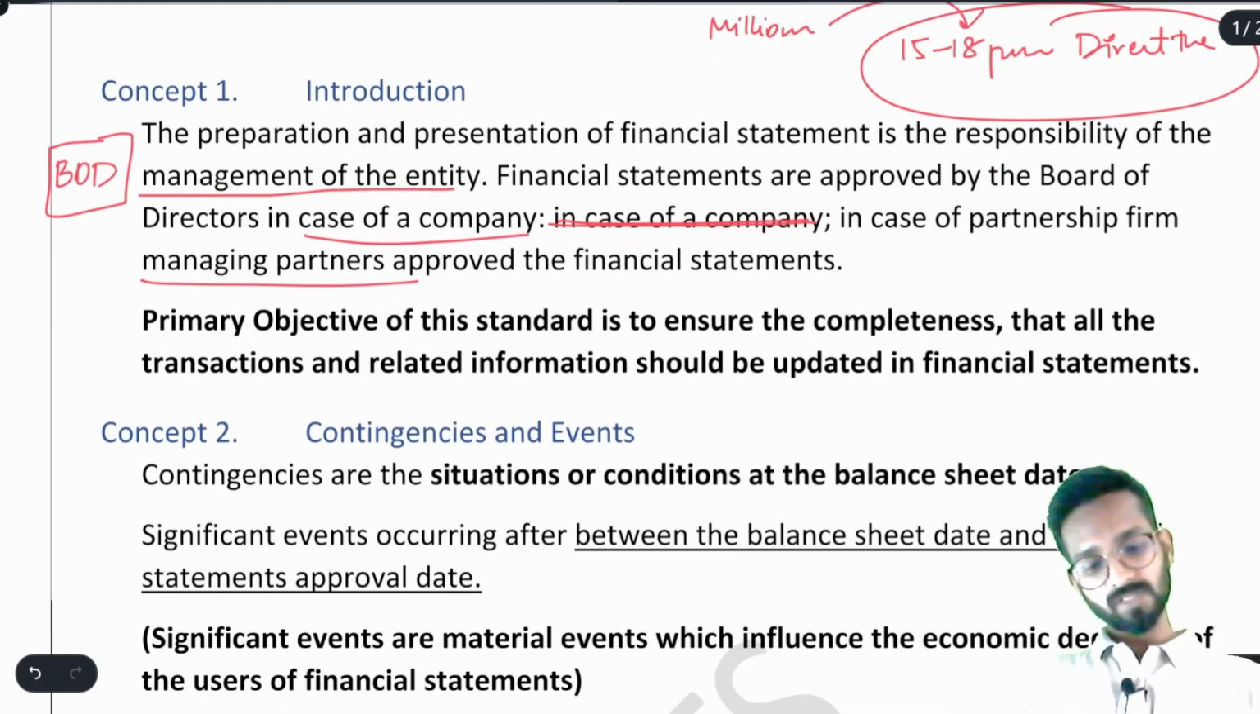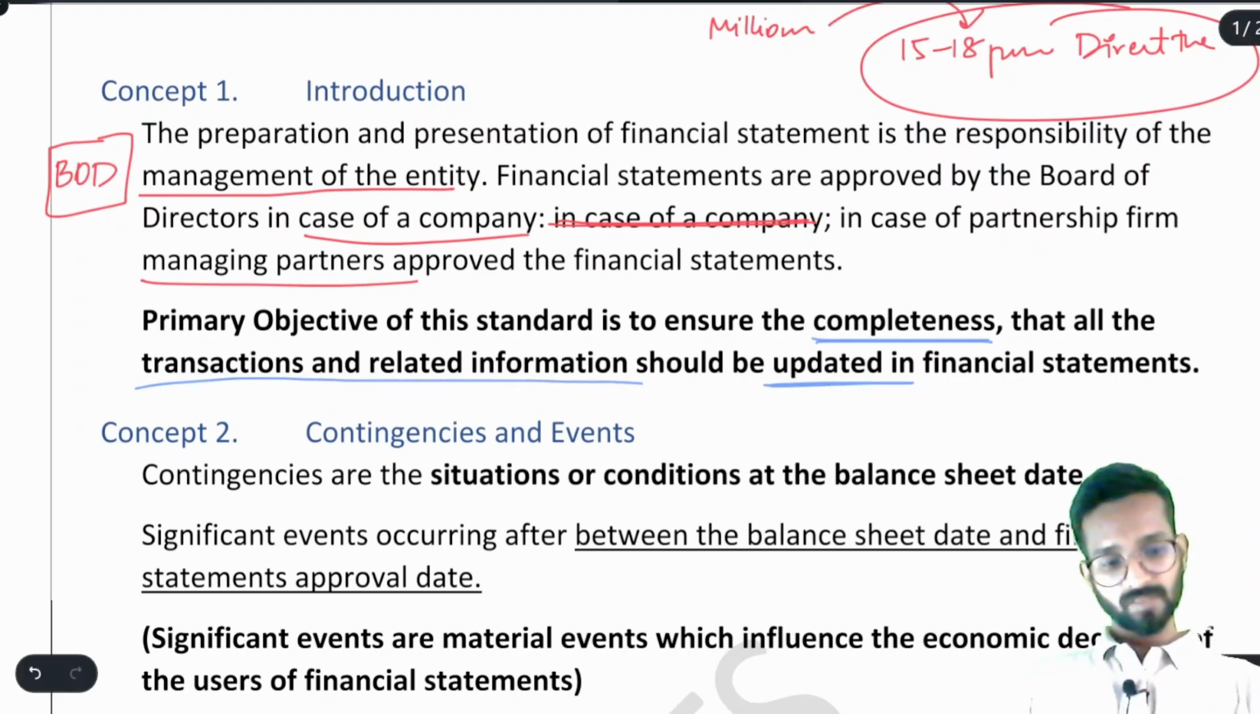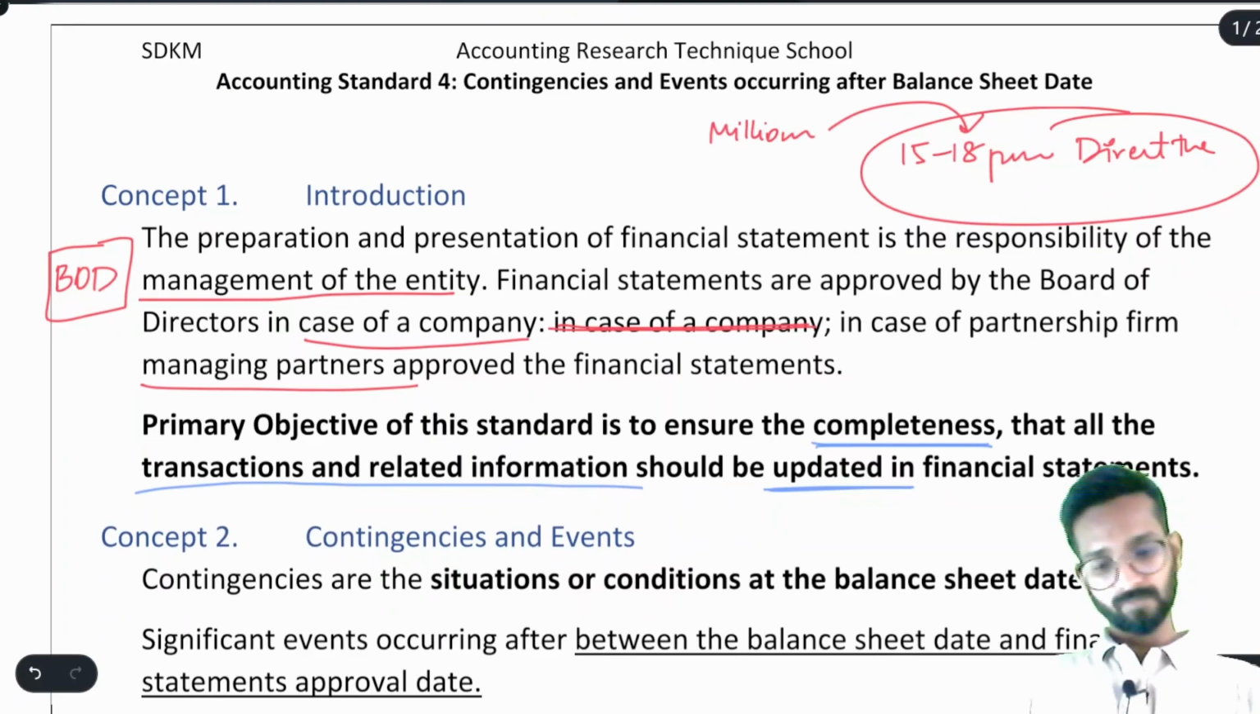Now, what is the primary objective of the standard? It is to ensure the completeness, that whatever event has happened, whatever situation was there, we have to give the complete information to our shareholders. It is to ensure the completeness, that all the transactions and related information should be updated in the financial statement. Simple enough.